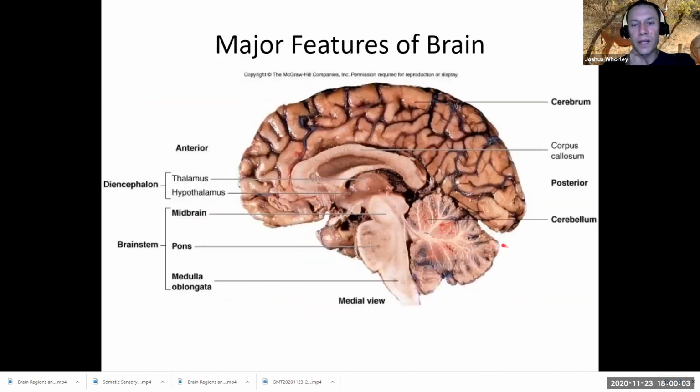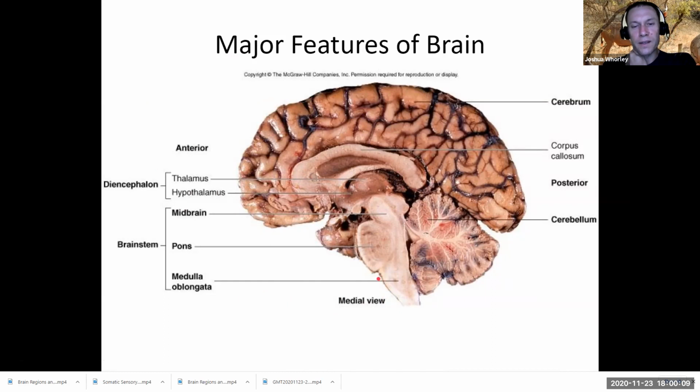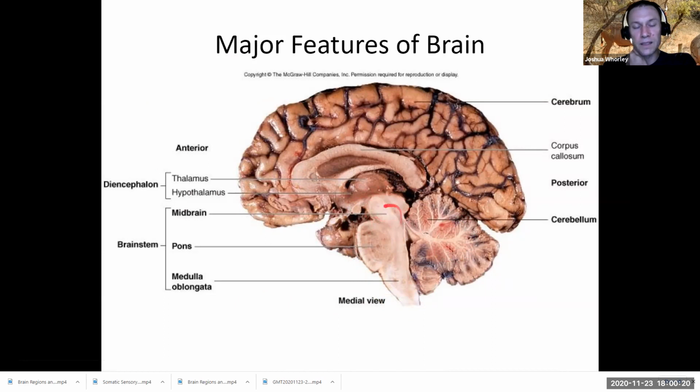We have our hindbrain here, which consists of the medulla oblongata, pons, and cerebellum. Right? That's all from the hindbrain. We call this entire thing the brain stem, but that also includes the midbrain, which really comes from the mesencephalon.